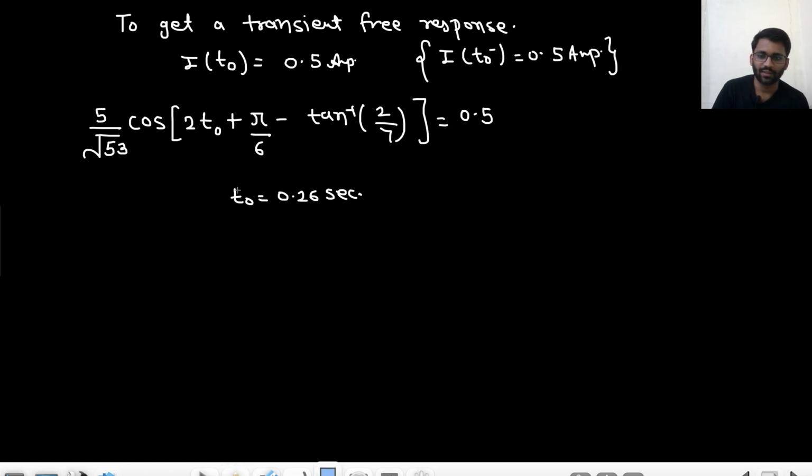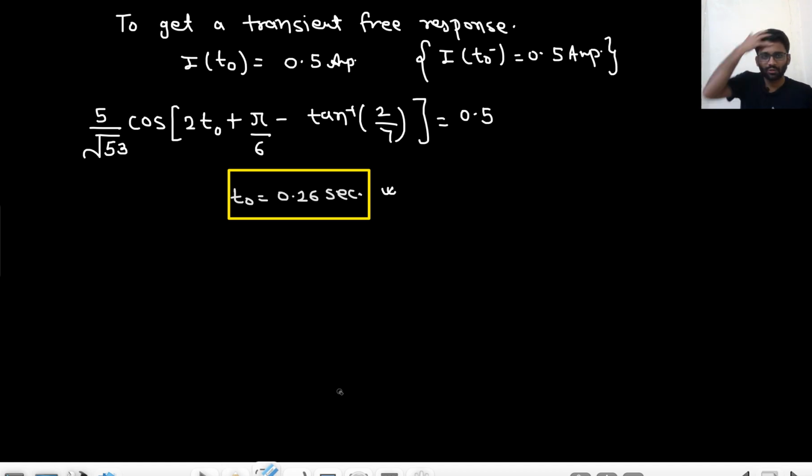Okay, let me recheck it. Actually these kinds of calculations can go wrong if you do it in one step only, so let me recheck it. Yeah, so this calculation was correct. I am getting 0.26 second. So whenever you do these kinds of complex calculations in the exam, you should recheck, like just put this value here and check what you are getting, right? So this is how you should recheck at least once in the exam.